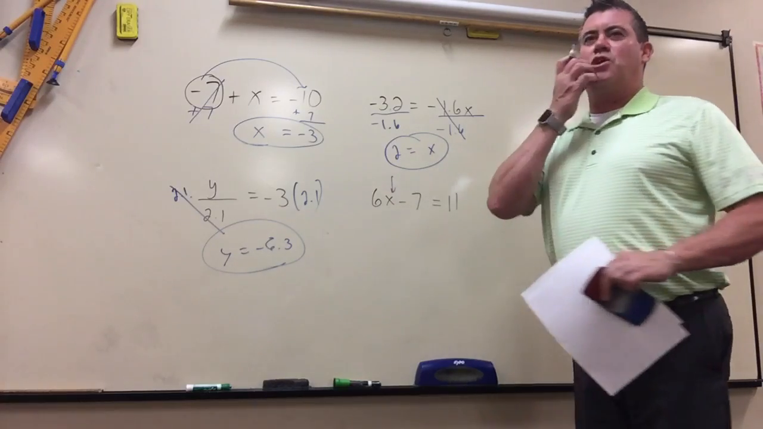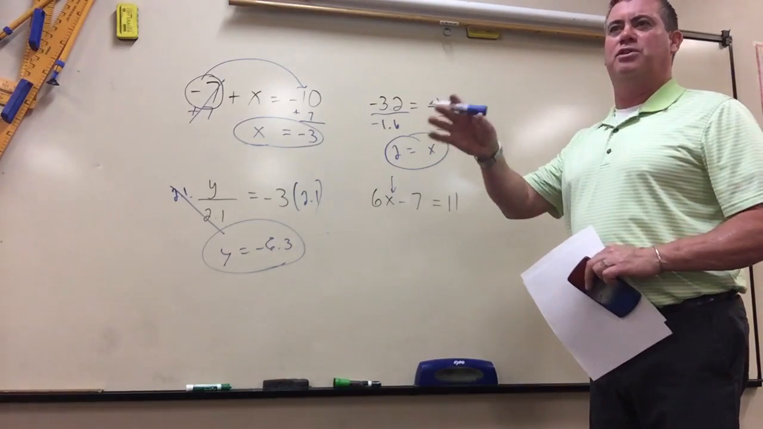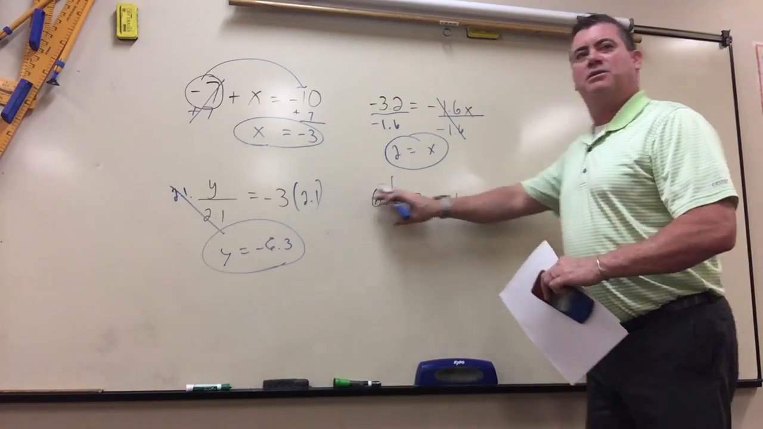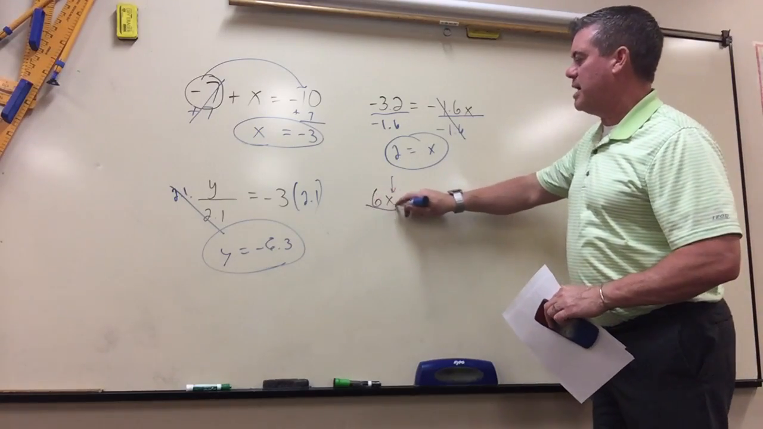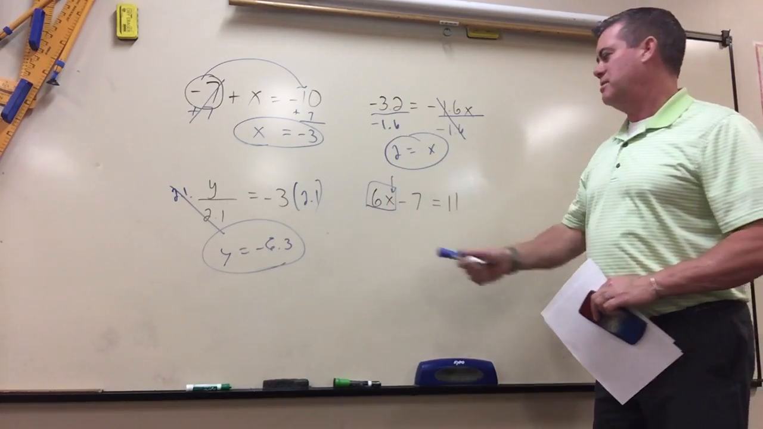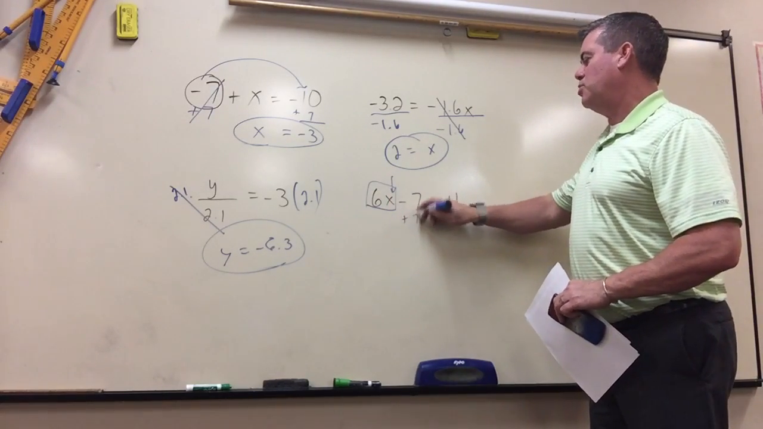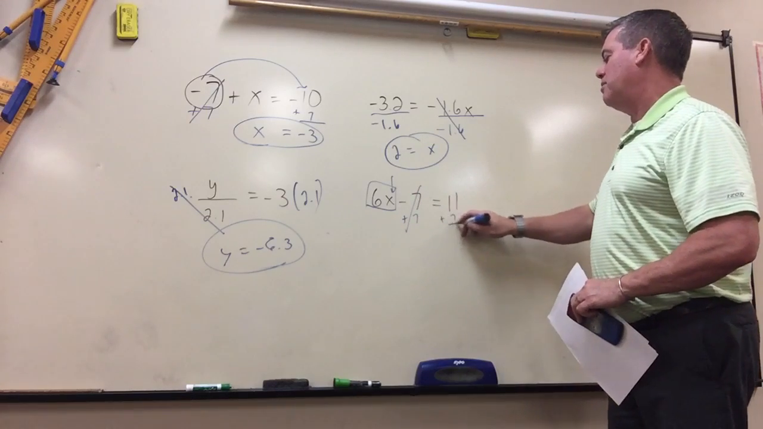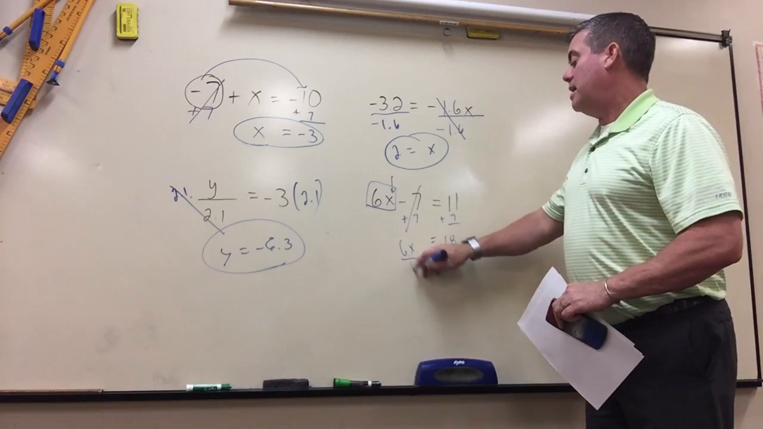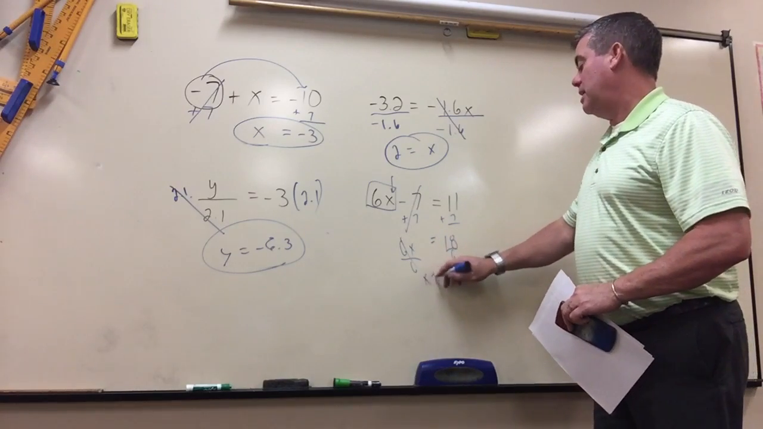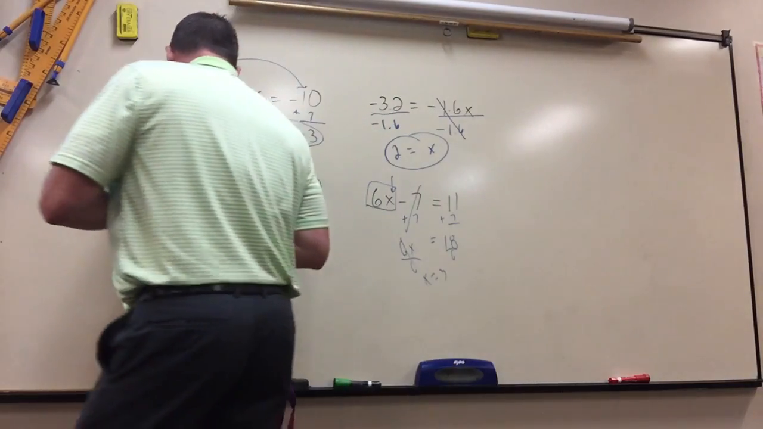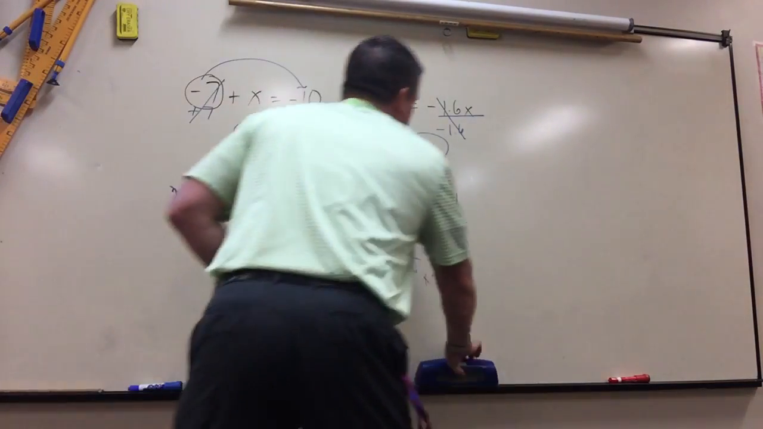There's the x. So the rule is the same no matter what you're doing, if it's the formulas or the equations. You get rid of any terms that are not hooked onto that x first. Anything hooked to it gets rid of last. So since it's a minus, you do the opposite. You add 7 to get rid of it, and that would give you 18. Then divide by 6, and you get 3. So those should be pretty simple.